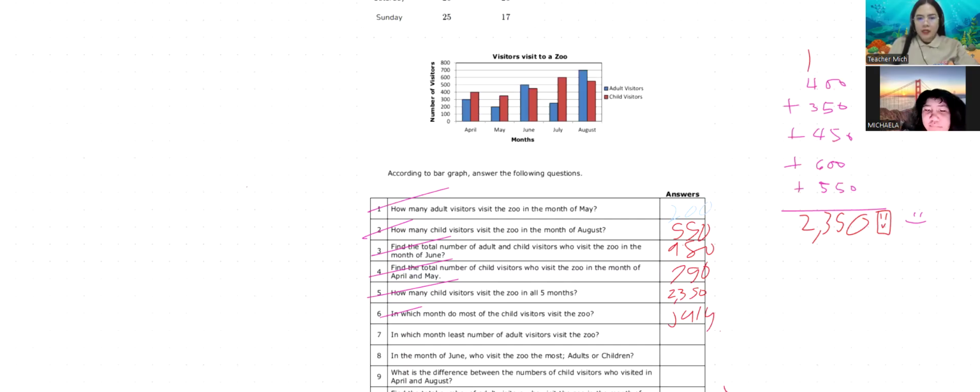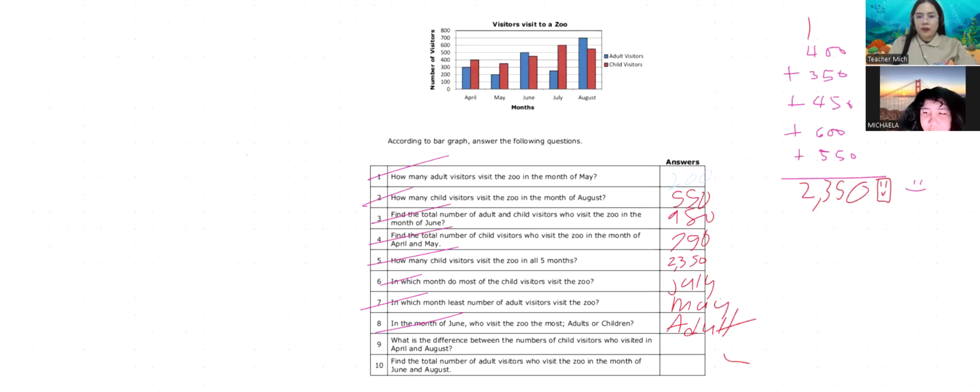How about this one? In the month of June, look at the month of June. Who visits the most? Adults or children? Okay, very good. Adult. How about number 9? What is the difference between the number of child visitors who visit in April and August.